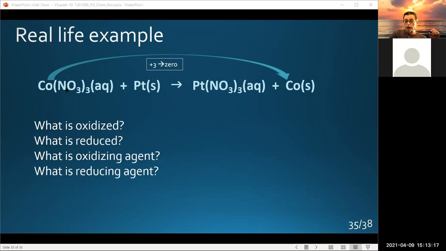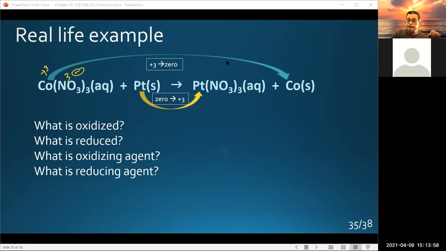Remember, +3 state. How do I know that? Because, and I'm going to rehash that so you can remember this, the nitrates each have a -1 charge, and there's 3 of them. So there's a total of -3 in the nitrates. That implies that cobalt has to be a +3. The platinum went from a 0 state to a +3 state. It has lost electrons, 3 specifically, and gave them to the cobalt.